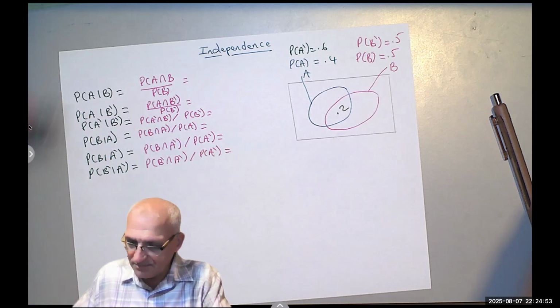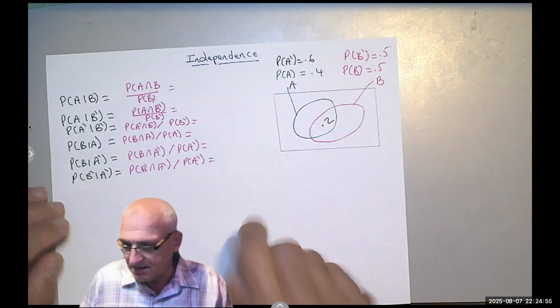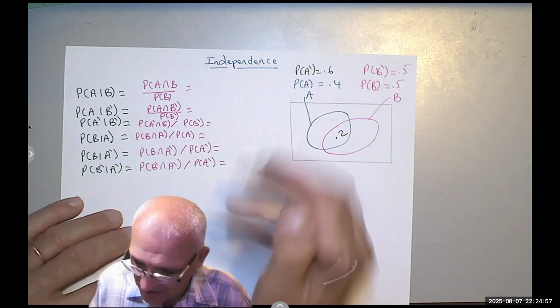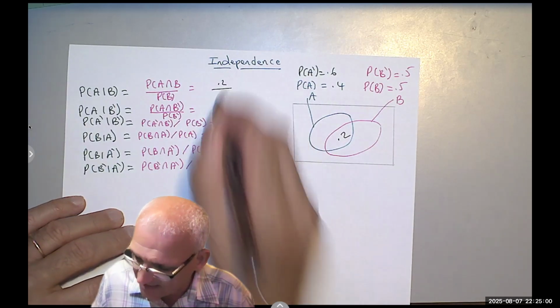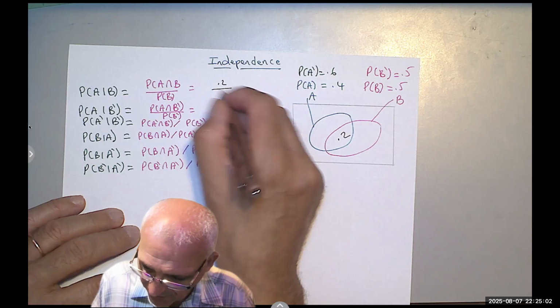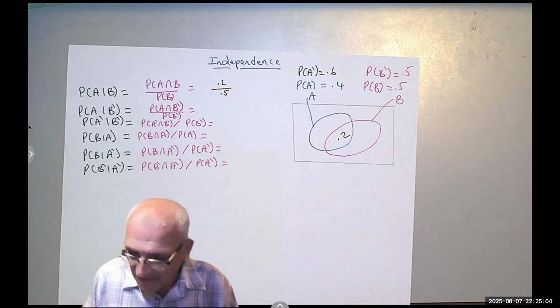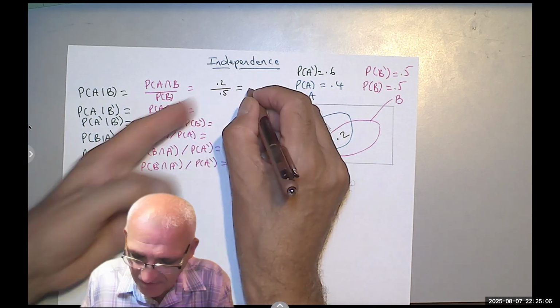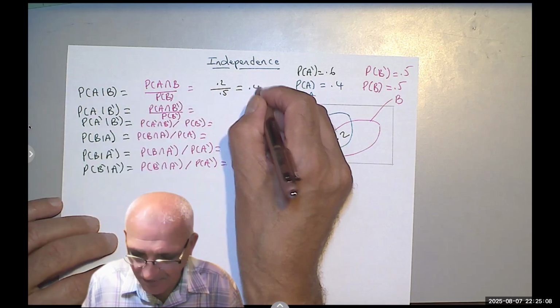Now, what is the probability of A and B? We said it's 20%, right? So it's 0.2 divided by the probability of B, which is 0.5. So I get 0.4, right? If I divide 2 over 5, I get 40%.